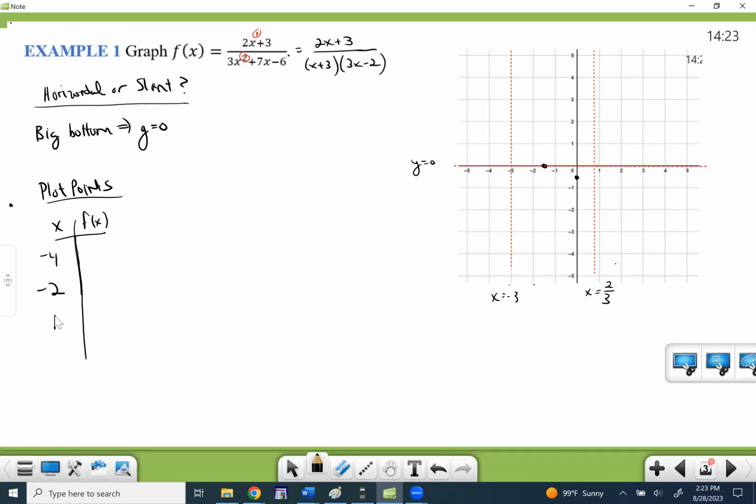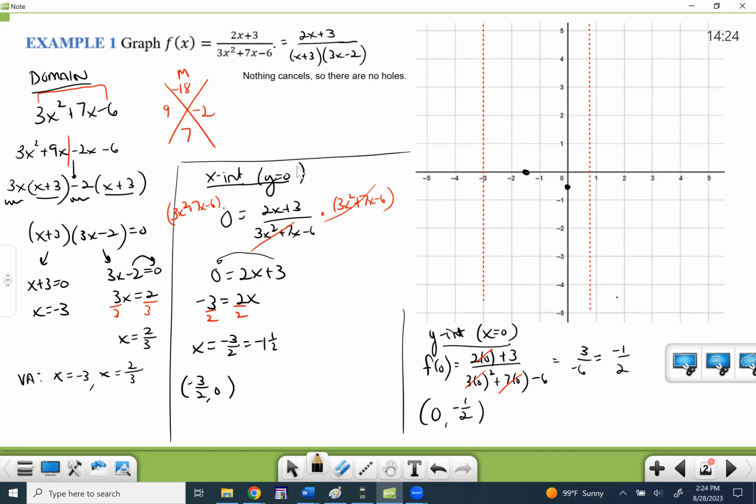Now, normally we would have to set the original equation equal to your asymptote to see if it crosses it. But we already did that math. We already set the original equation equal to 0.